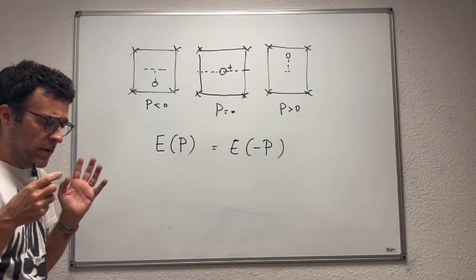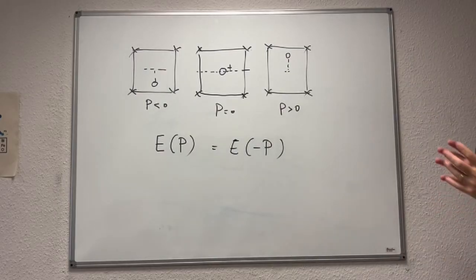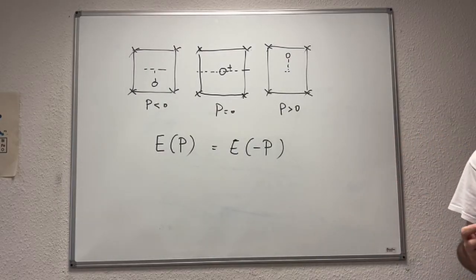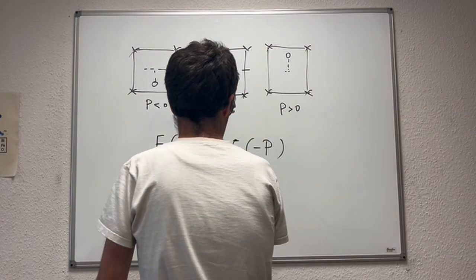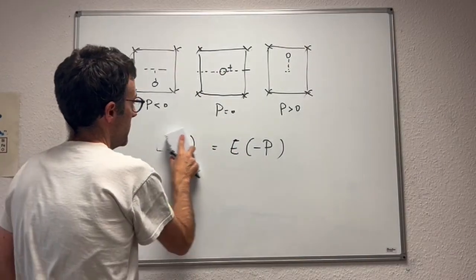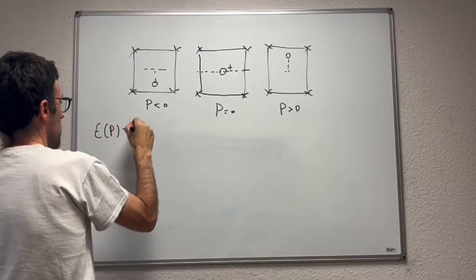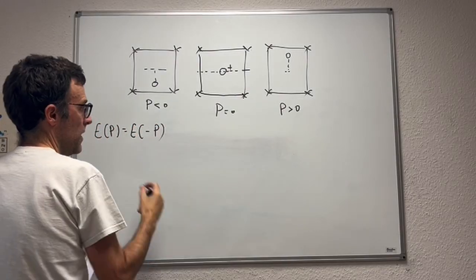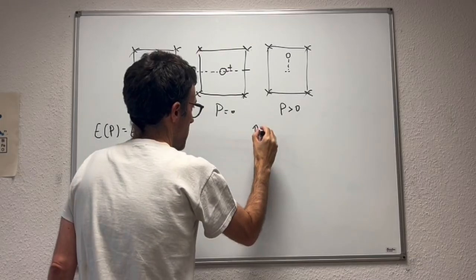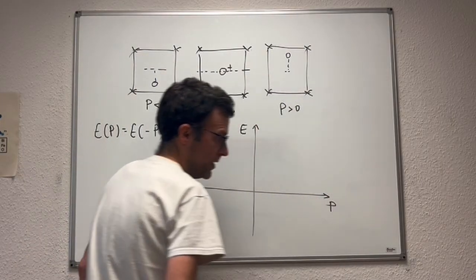And now, if we try to get the simplest expression for the energy, what do we know about this energy, or the simplest form of the energy? Let me make a bit of room. We know E of P equals E of minus P. And imagine I try to plot the energy as a function of P.